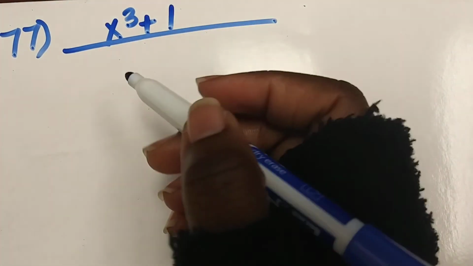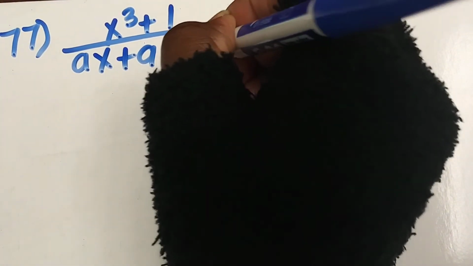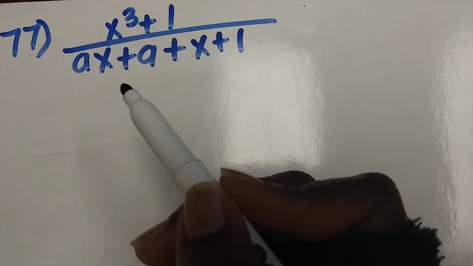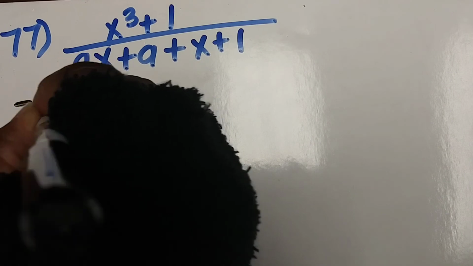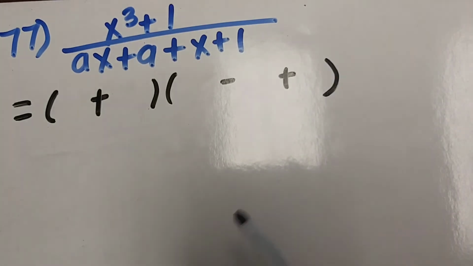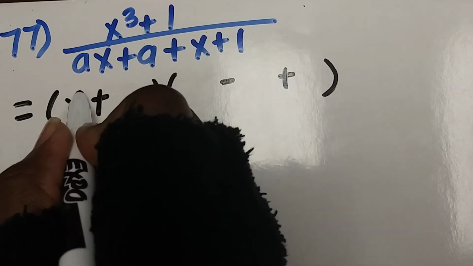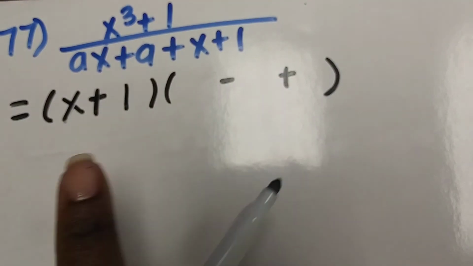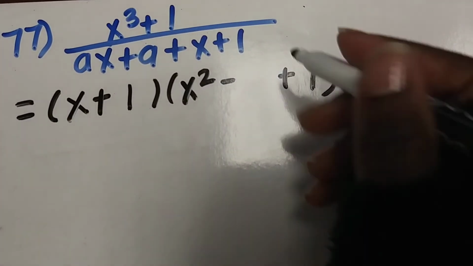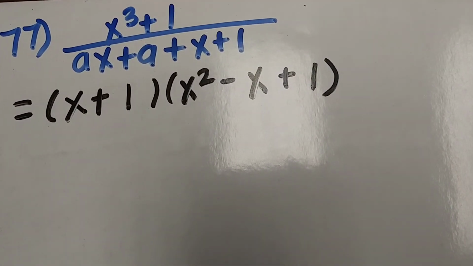x to the third plus 1 divided by ax plus a plus x plus 1. In my numerator, I see a sum of 2 cubes. Little parentheses, big parentheses. Plus, minus, plus. The cube root of x to the third is x. The cube root of 1 is 1. Square root of x, square root of 1. Combine the 2, understood to be 1x in the middle.